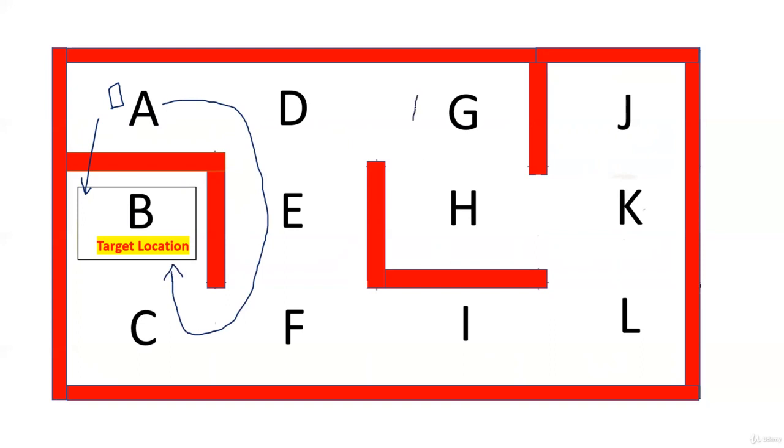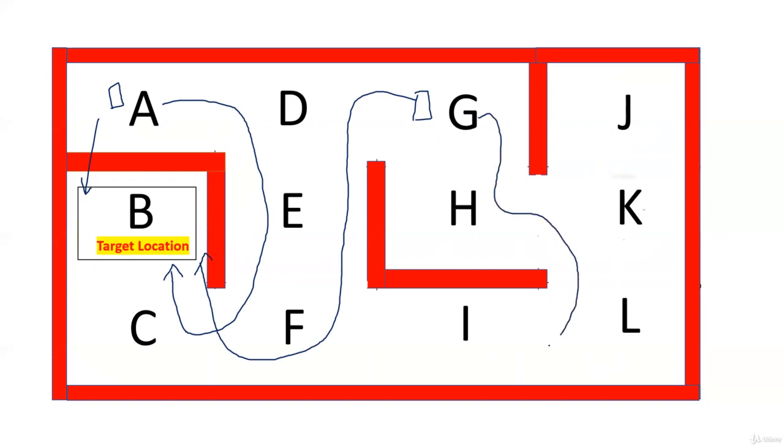If your UGV is at location G, it may take the path like this. It may go like this, or it may go like this, so that you can decide which path to follow. You can just tell your UGV which path is better by giving certain conditions.